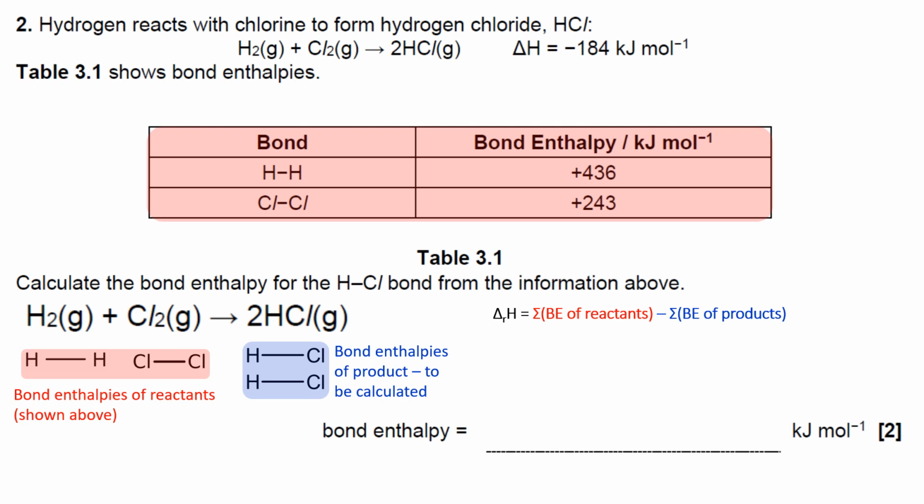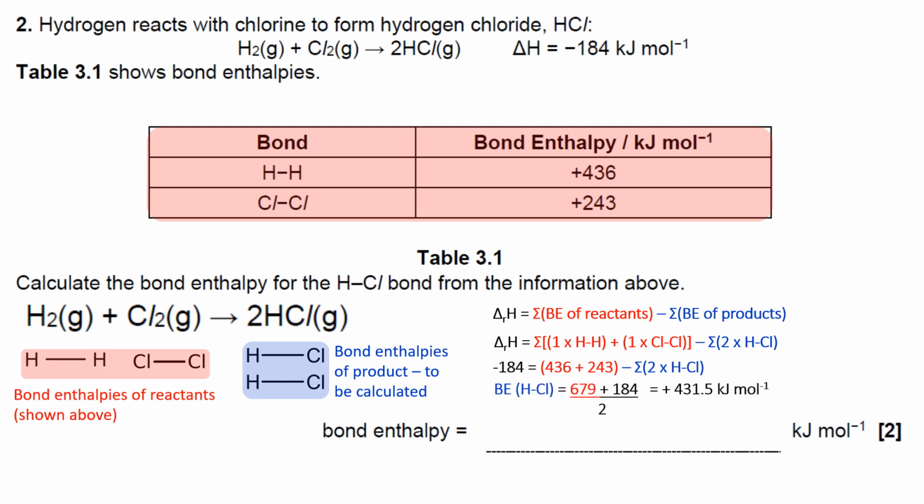So doing the same thing as before, you list the bonds. You're aiming to make 2 times HCl the subject. You put the numbers in that you're given and you swap the 2 times HCl with the minus 184. Like so, and that gives you plus 431.5, and don't forget to put the positive sign in front of your final value.